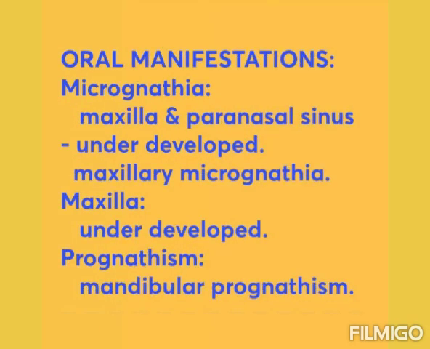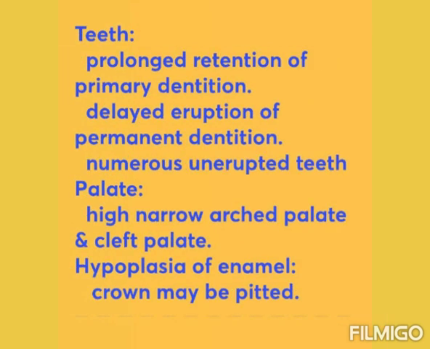Next, moving on to oral manifestations. The first one is micrognathia, that is, a small jaw. The maxilla and paranasal sinuses are underdeveloped, producing maxillary micrognathia. The maxilla is smaller than normal in relation to the mandible, and the mandible is usually of normal size. That's why it produces a prognathic appearance.